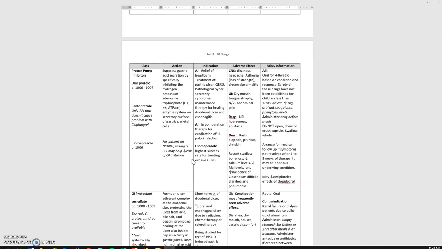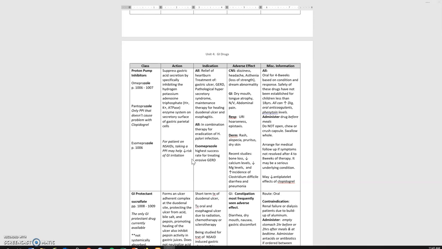They suppress gastric acid secretion. Note that for the patient taking an NSAID, taking a proton pump inhibitor or a PPI can help decrease the risk of GI irritation for that NSAID. They're used to relieve heartburn, treat GERD, and as maintenance therapy for a healing ulcer. They're used in combination for the eradication of H. pylori infection. In other words, you can use these drugs with an antibiotic to treat H. pylori infections, which is the cause of certain ulcers.